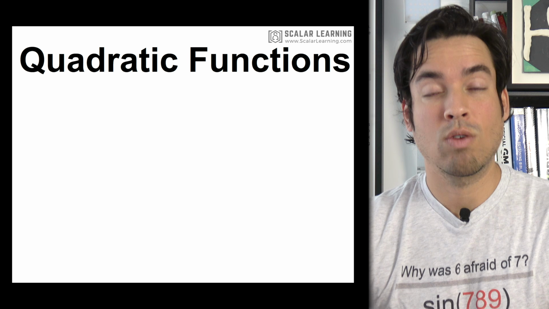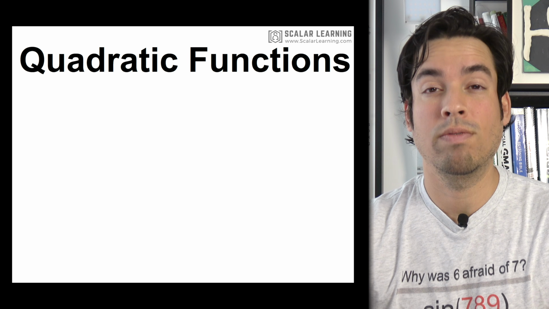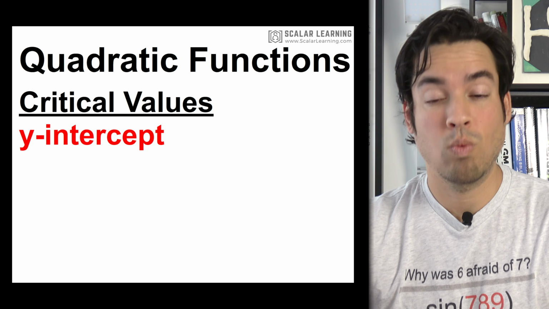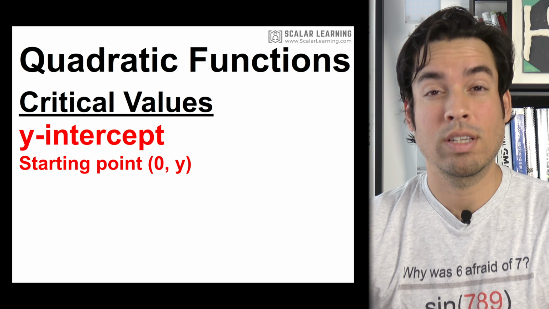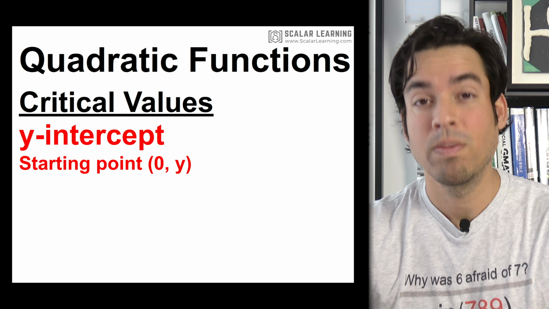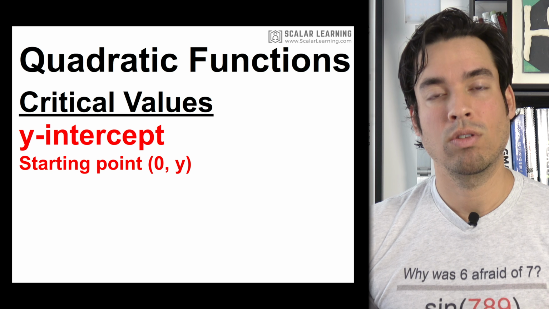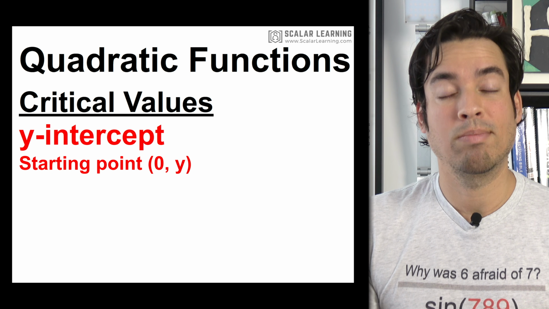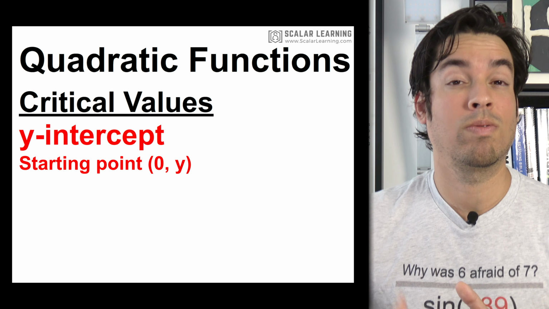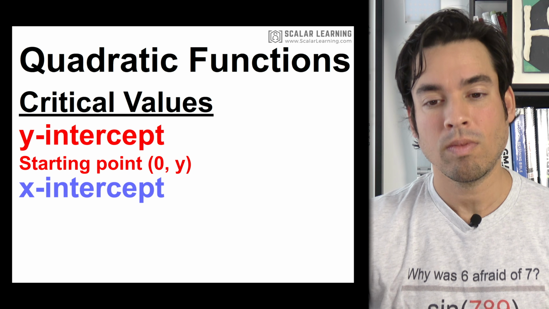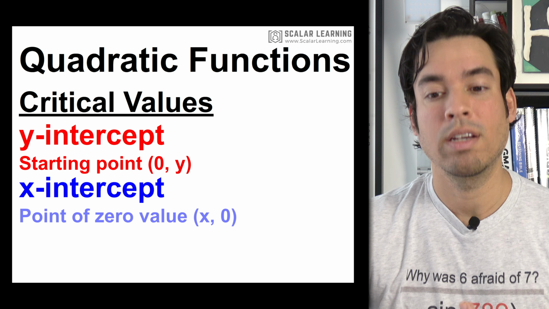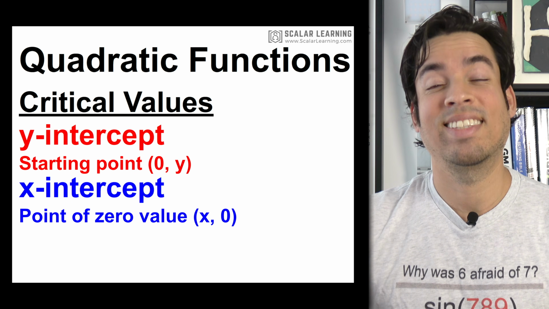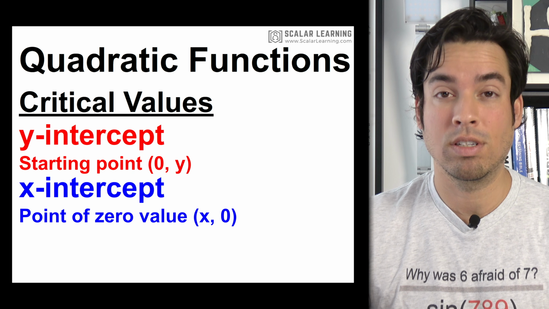We also want to understand that quadratic functions have very specific critical values that are tested frequently on the SAT. So what are these critical values? First of all, it has a y-intercept, and that y-intercept is going to be a starting point. For example, we might see a parabola model the trajectory of a ball being thrown through the air. So the y-intercept is the height of the ball at time 0. Then we have the x-intercept, and that's the point of 0 value. Again, with the ball analogy, it's when does it hit the ground? When does it drop to a height of 0?